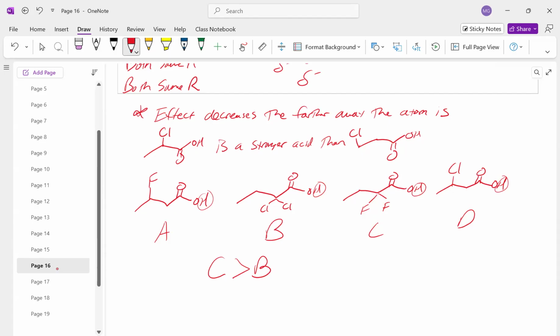Now, why didn't I pick A to go after C? Because that fluorine is farther away. So A will come next, and then finally D.